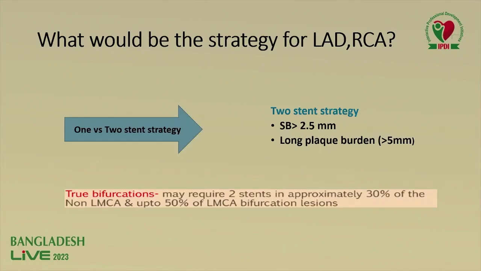So what would be the strategy for LAD-diagonal bifurcation? One versus two stent strategy. We preferred the two-stent strategy because the side branch is more than 2.5 millimeter and the long plaque burden is more than 5 millimeter. We know true bifurcation may require two stents in approximately 30% of non-left main coronary artery and up to 50% of left main coronary artery bifurcation lesions.